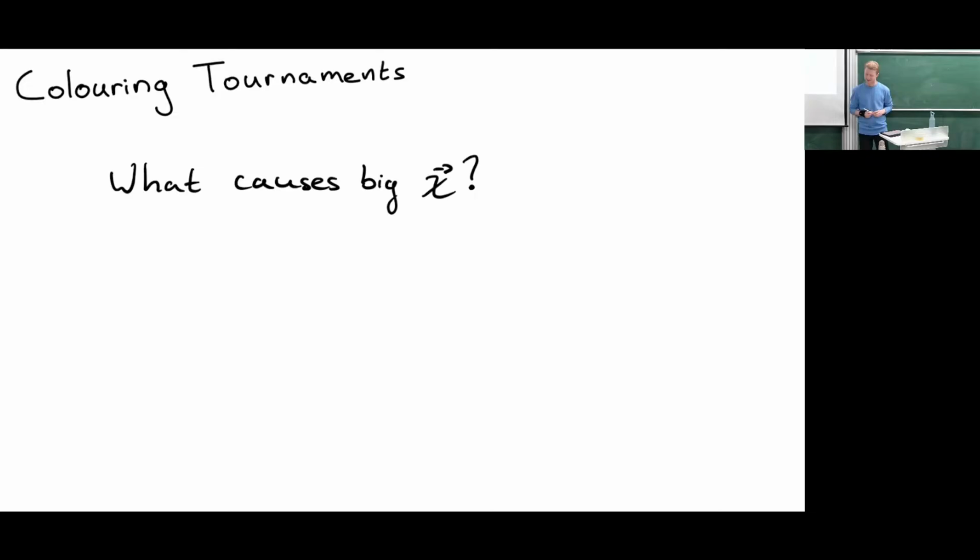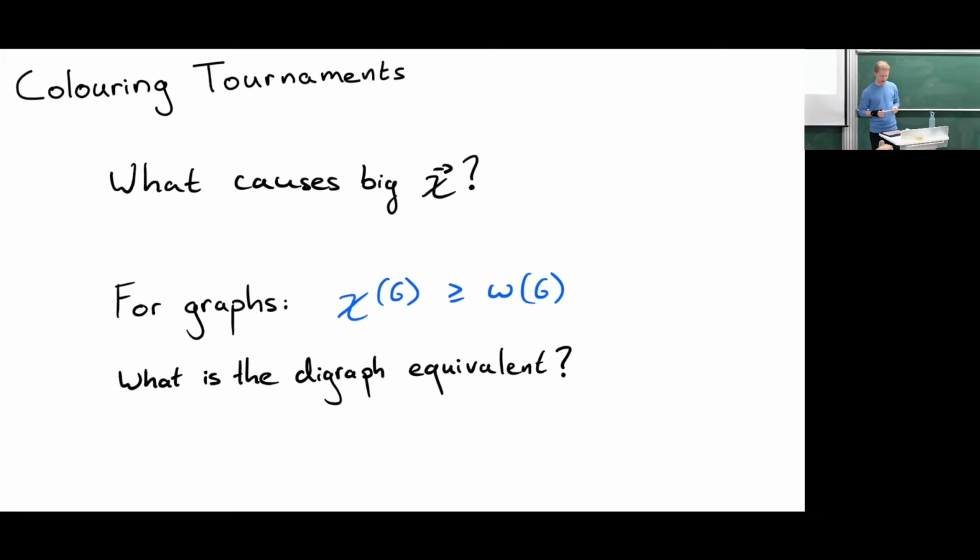Okay, so what causes big dichromatic number? There are some local certificates, in the form of if it contains these subtournaments that we know have large dichromatic number, but there's no more general notion that's immediately obvious. Whereas for graphs, we at least have the clique number. If you have a large clique, then you need a lot of colors. And it's not immediately clear what the digraph equivalent is.